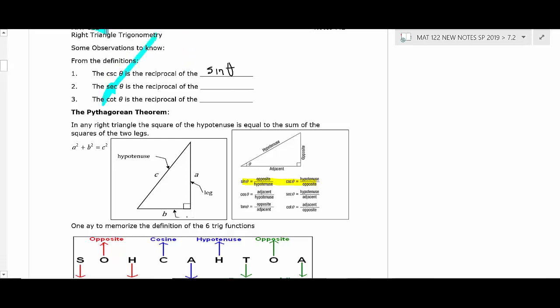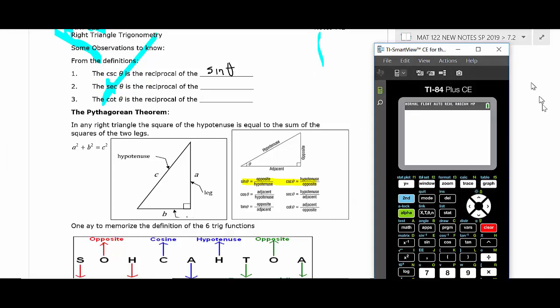The secant, secant, what's going on? Hold on just a second. Let me fix this.